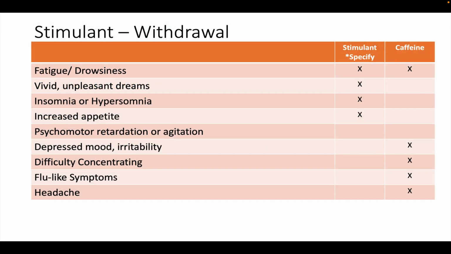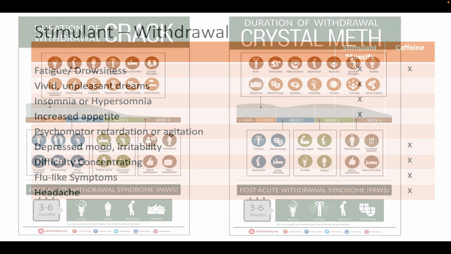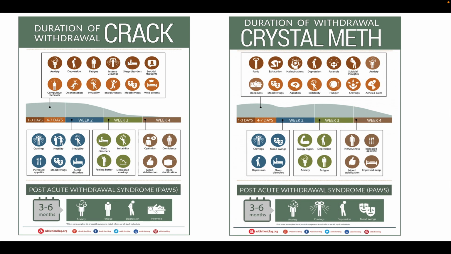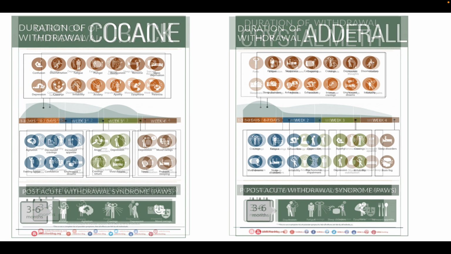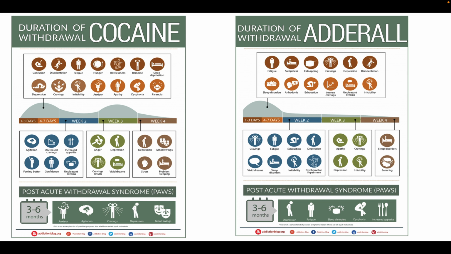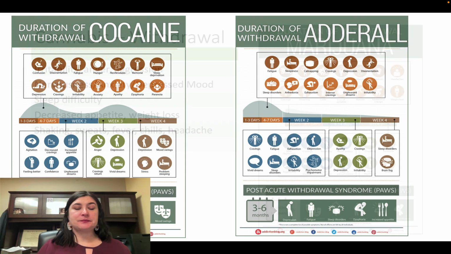When it comes to stimulant withdrawal, they can experience fatigue, depressed mood, difficulty concentrating, flu-like symptoms, and headaches. As you can see, there is an example of crack and then crystal meth. The post-acute phase, which is 3 to 6 months after using crack, can include anxiety, fatigue, depression, and insomnia, whereas the post-acute withdrawal symptoms for crystal meth can include anxiety, cravings, depression, and mood swings. Here are also some examples of cocaine and Adderall. The post-acute symptoms can be very similar. However, for Adderall, you'll notice that they have dysphoria and an increased appetite.